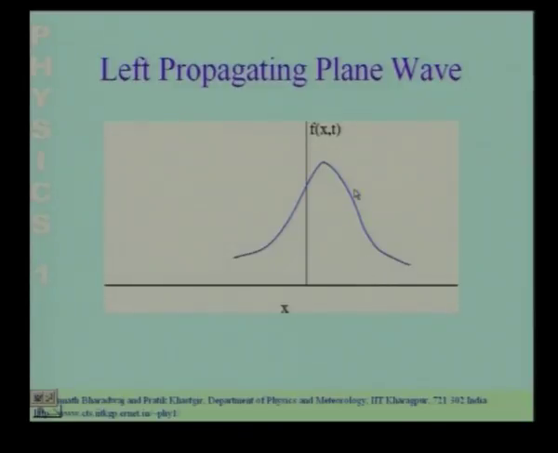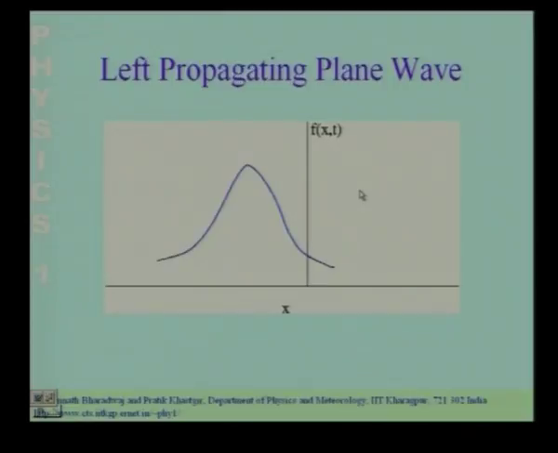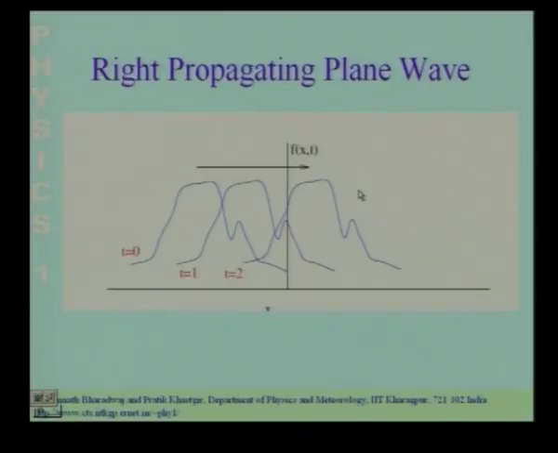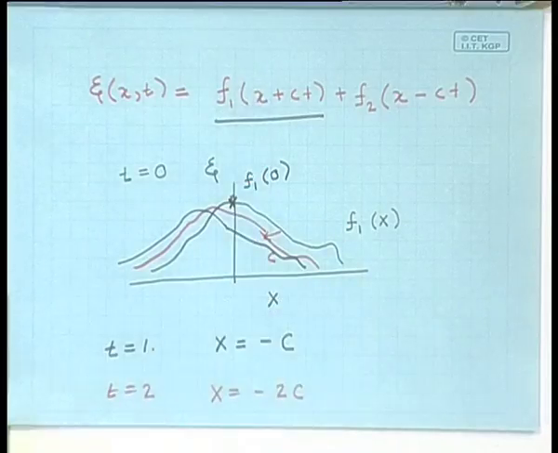f1(x) in this case, and then as time evolves the whole pattern moves to the left with the speed c, which is what you see here. So this part of the solution represents a wave propagating to the left. It's a left propagating wave.